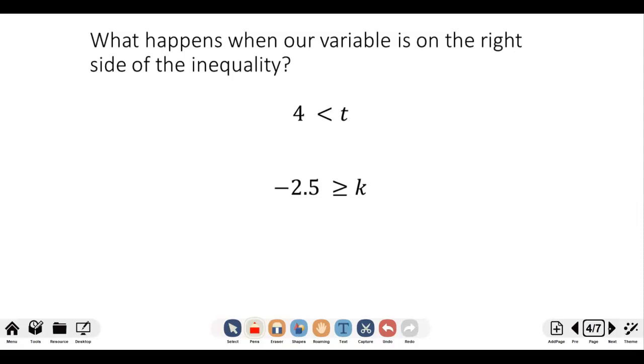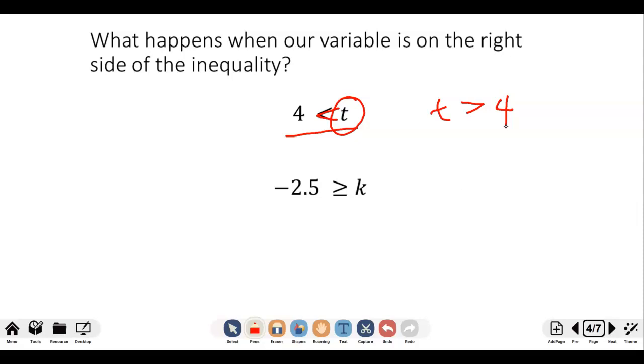So when our variable is on the right side of the inequality, we just have to turn it around, really. We read this one as 4 is less than t. But we can turn this around. We can say, well, let's see, all of these values for t are greater than 4. So we could rewrite this as t is greater than 4. And now our variable is on the left, and now when we go to graph, it's set up the way that we learned it.